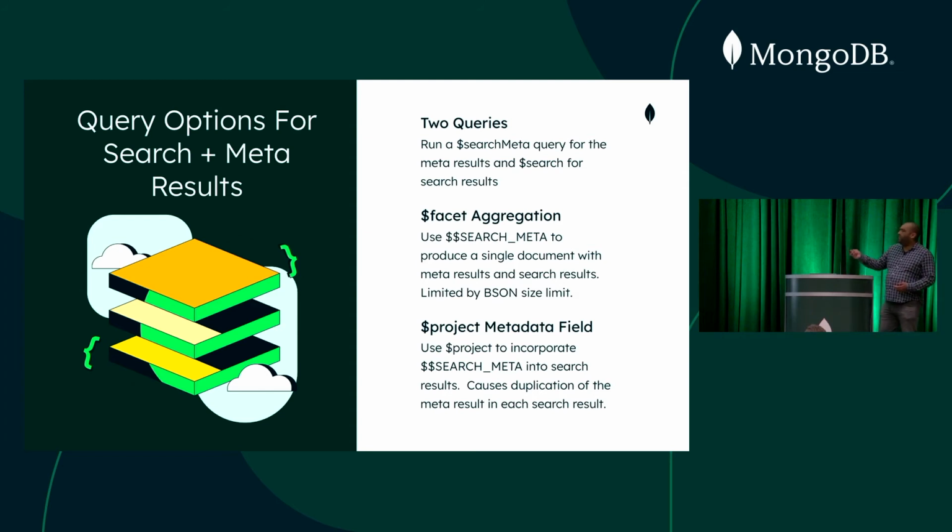There are a number of other options, but these are some of the most common ones that users use. But really, as long as you can do it using our expression language and aggregation pipeline, you can incorporate search meta however you'd like.